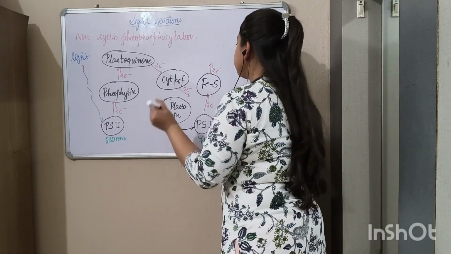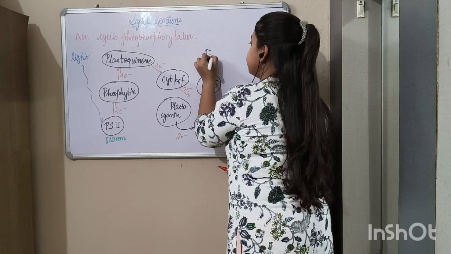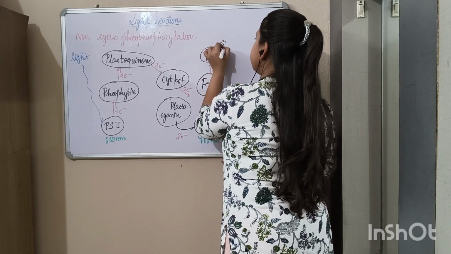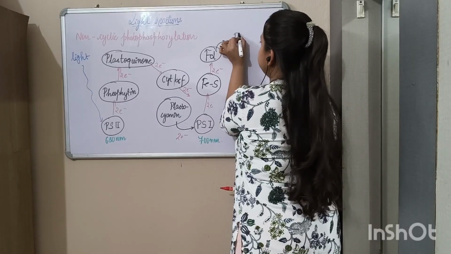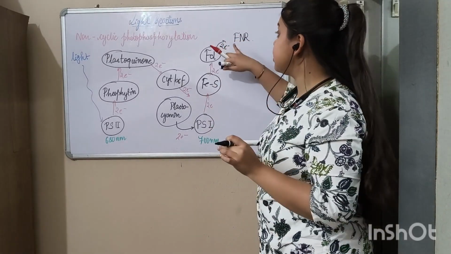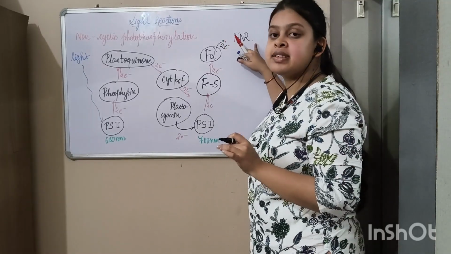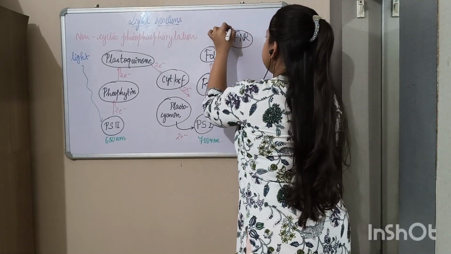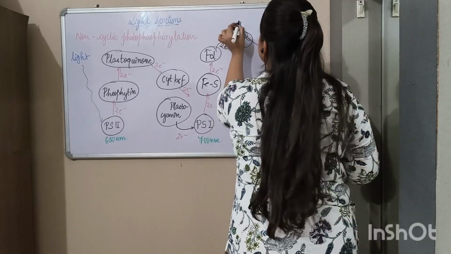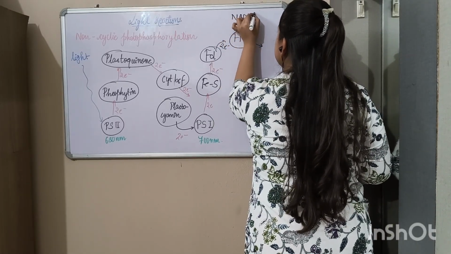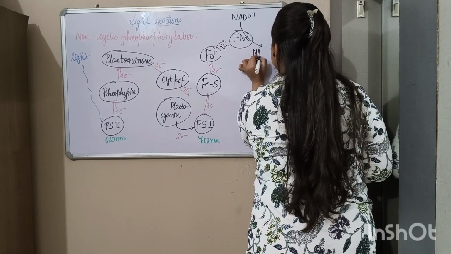The ferredoxine molecules will accept the electrons and it will transfer the 2 electrons to FNR. This is a very important step. FNR is ferredoxine NADP reductase enzyme. What this enzyme will do, it will reduce the NADP plus molecule into NADPH.